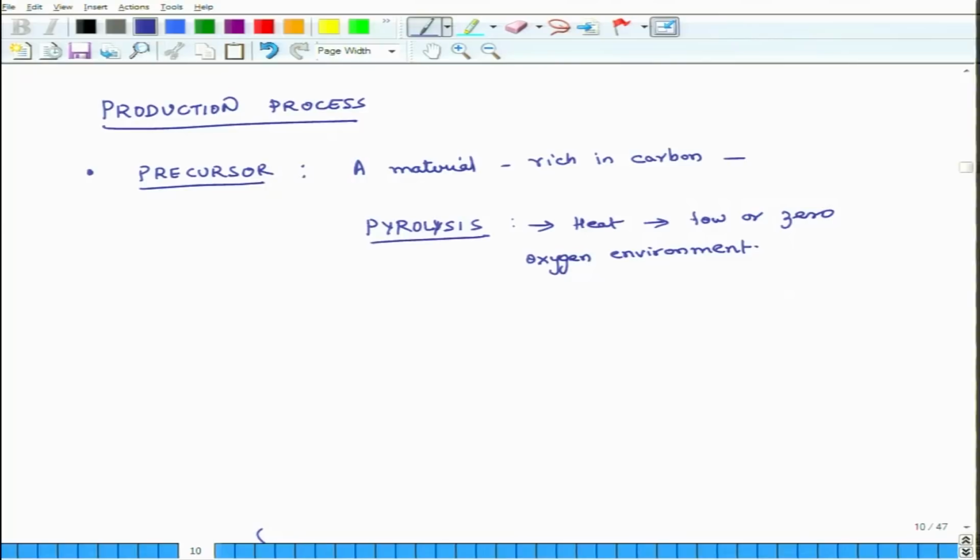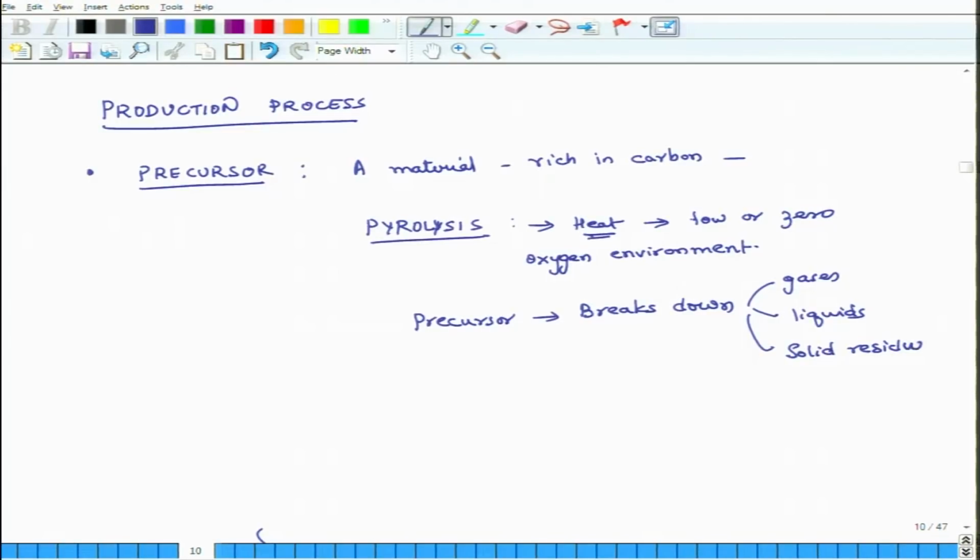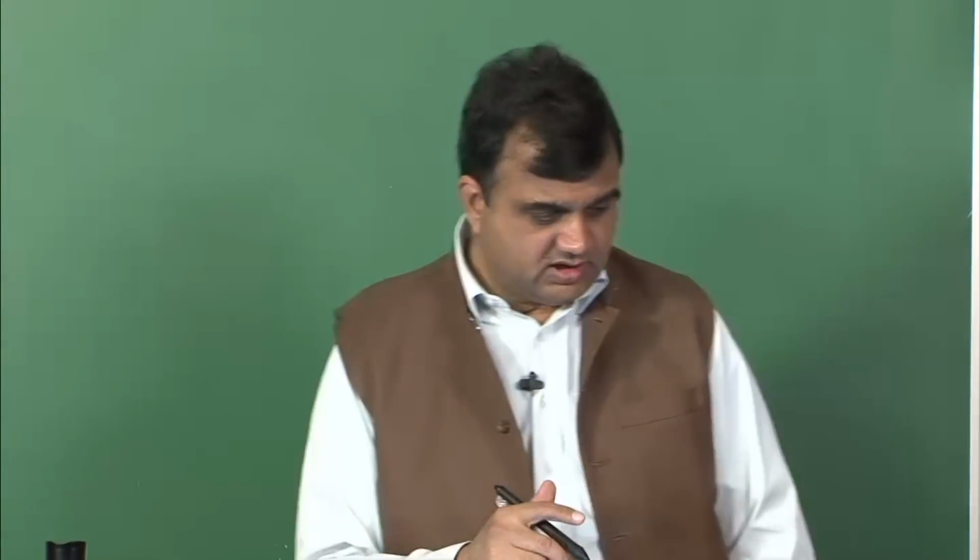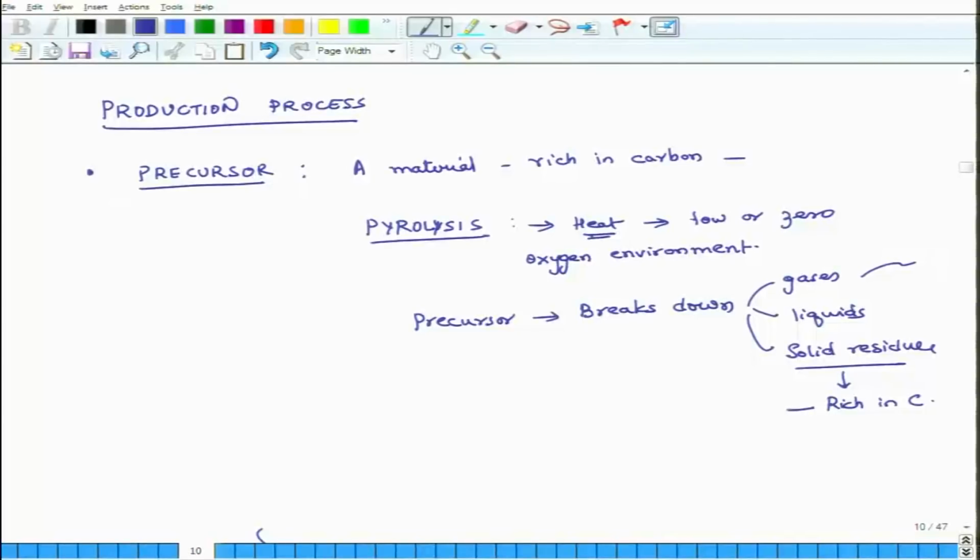Okay. And at high temperature. So, this temperature is not small, it is a high temperature, and as a consequence the precursor material breaks down into gases, some liquids and solid residue. And this solid residue is rich in carbon. So, these gases go out, liquids are taken away, and what you are left with is a carbon-rich residue, and it is this material which is then used for further production of graphite fibers.